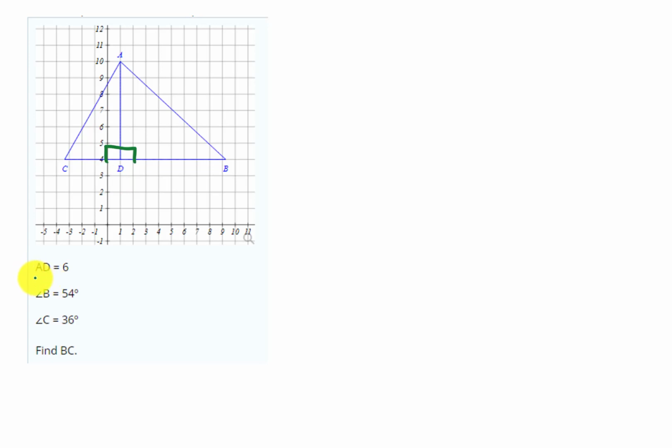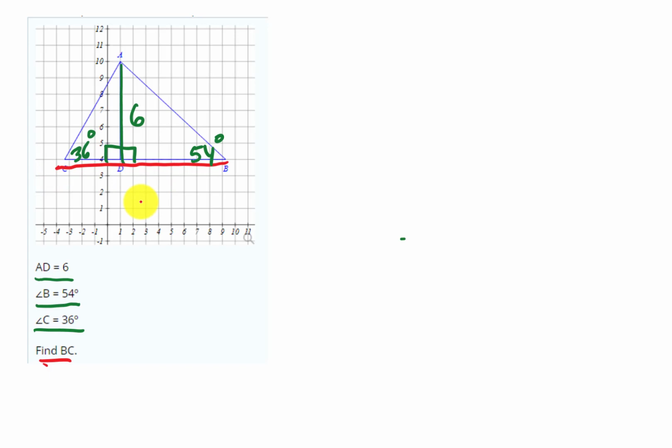So let's label what we are given. AD is 6, so you just start at A and run to D, and that length is 6. Angle B is 54 degrees, so this angle over here by B is 54 degrees. Angle C, that's over here, is 36 degrees. And what we're wanting to find is BC. So if we start at B and run over here to C, we want to know that length.